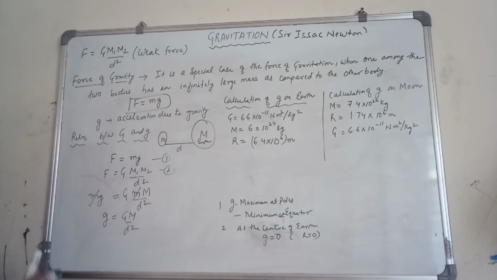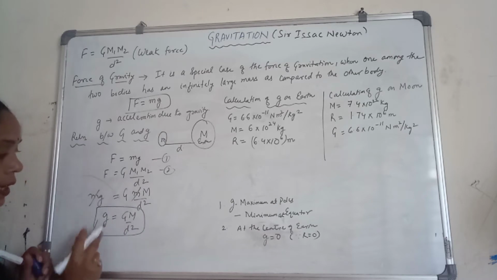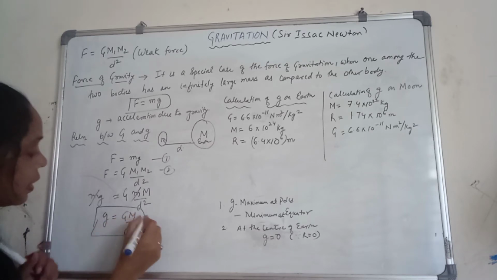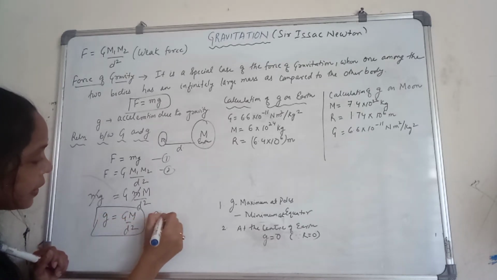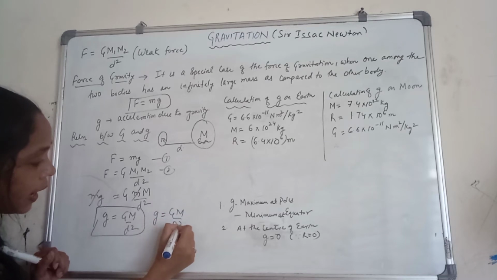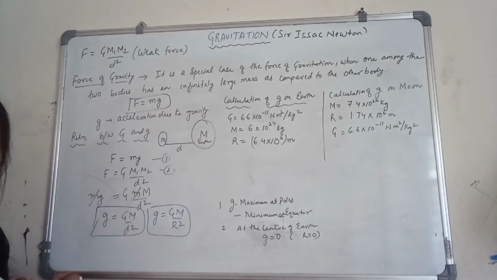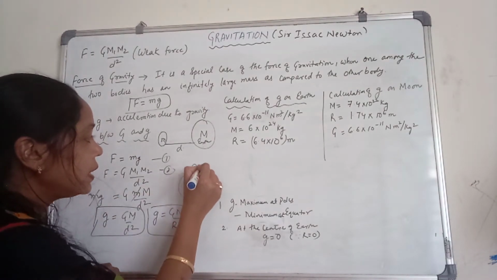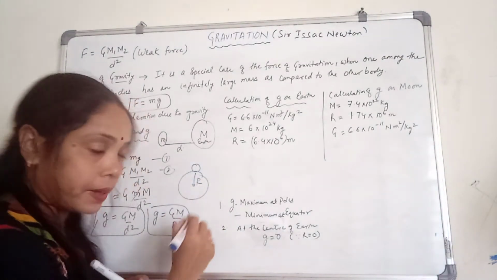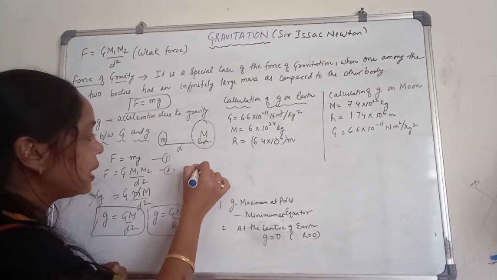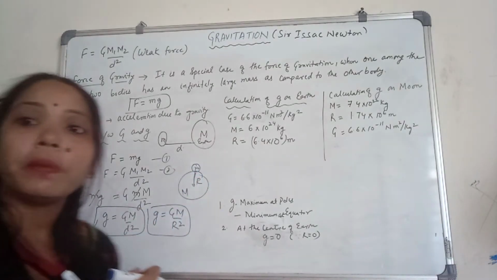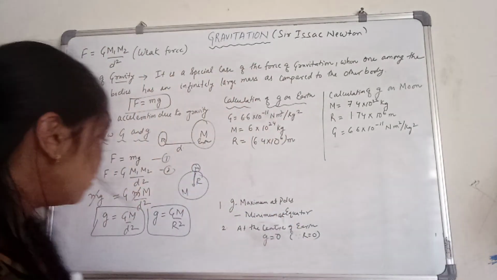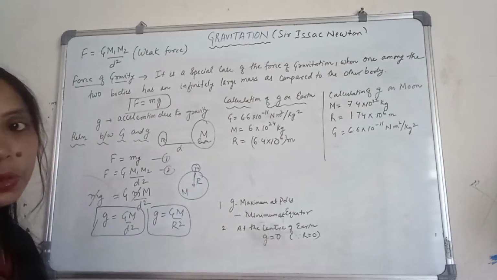So this is the relation between small g and capital G, that is the acceleration due to gravity and the gravitational constant. Now we can also write this as GM by r square, where r is the radius of the earth. Suppose this is your earth, its radius is r, and the body is on the surface of the earth. So between this body small m and the capital M, the distance is the radius of the earth. So small g we can write as GM by r square.